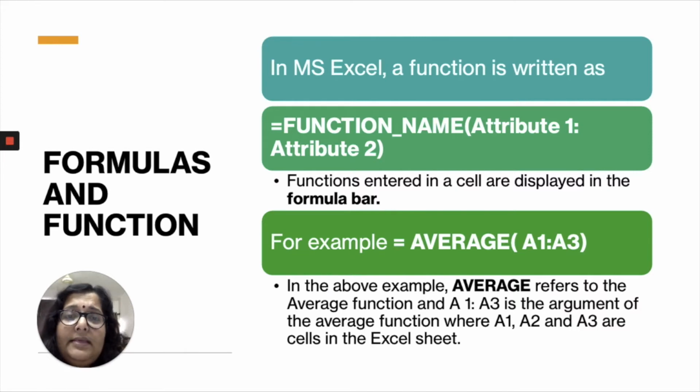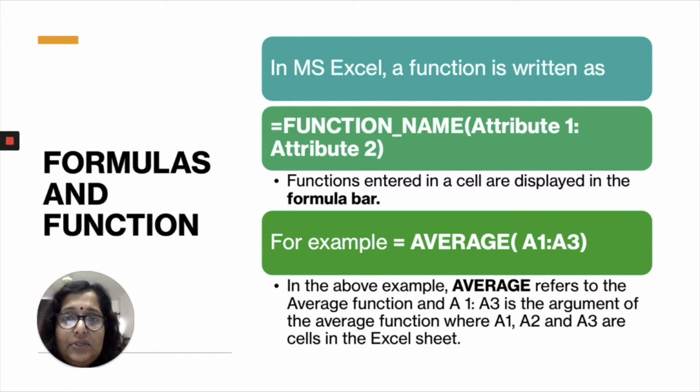So the basic function can be written as =function_name(argument1:argument2). The best example for that is =AVERAGE(A1:A3). Equal to average means your function name is average. So you're using the average function on three cells, A1, A2 and A3.